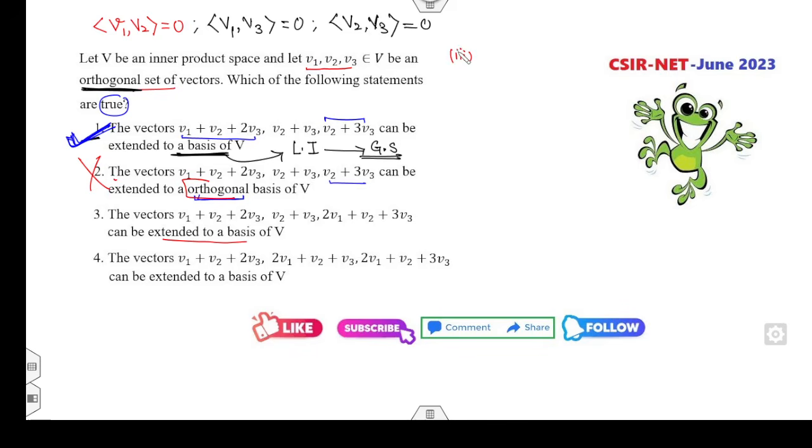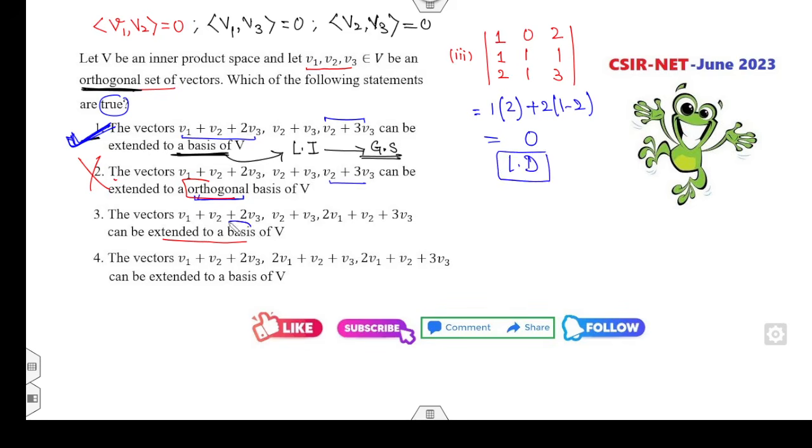So again we can write the vectors as a matrix 1 1 2 0 1 1 2 1 3. So find the determinant. 3 minus 1 is 2. 0 will be 0 plus 1 minus 2. So that is my 0. Therefore the given set of the vectors are LD. So once they are LD, it can never extend it to the basis. Look at the last one.